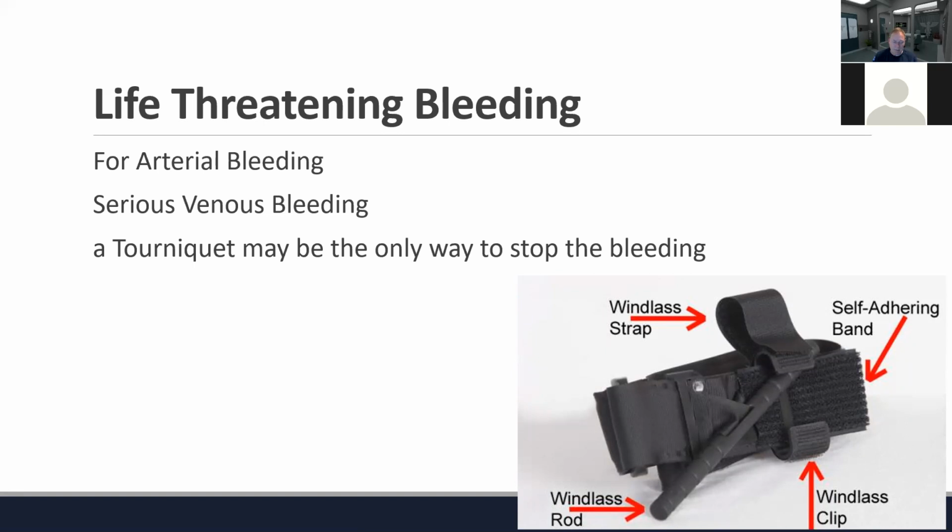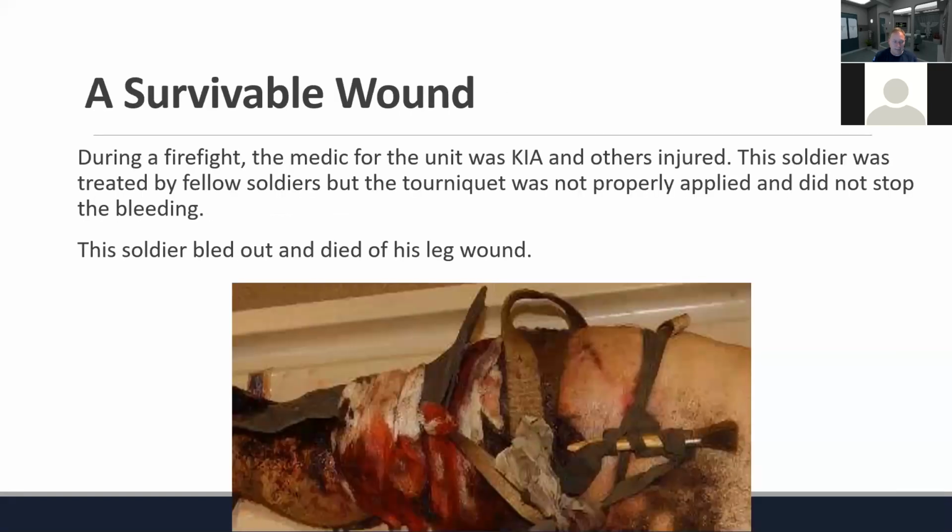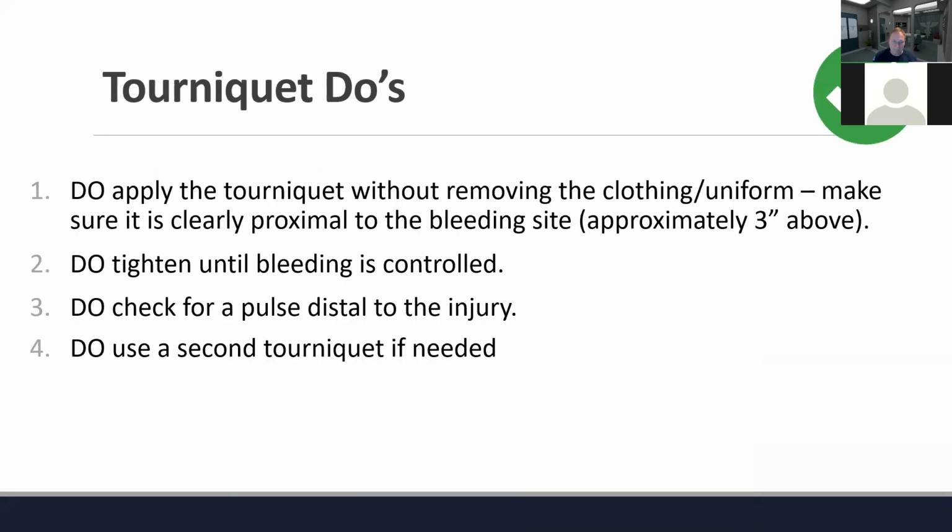So again, if you want to turn away just a minute, this is an injury to an injured soldier, a poorly designed tourniquet. This soldier bled out and the soldier died. Again, nobody wanted him to die. They just did a poor job of developing an improvised tourniquet. So you can look back at, again, tourniquet do's and don'ts, and then we'll wrap up with these two slides.